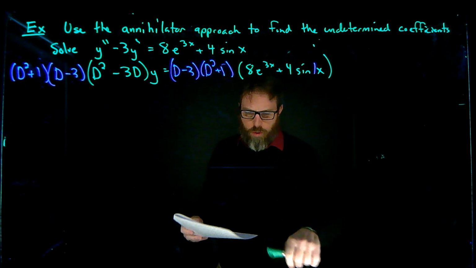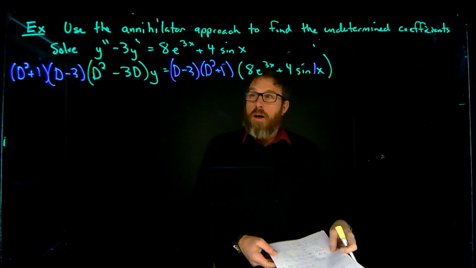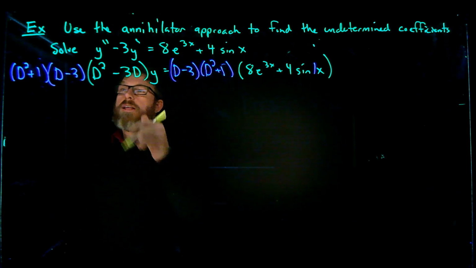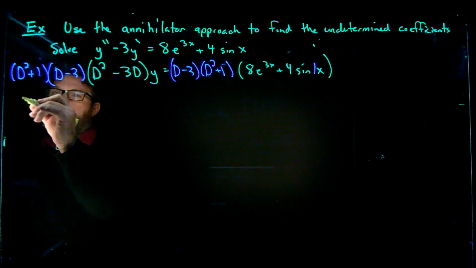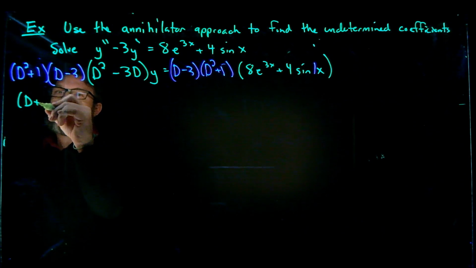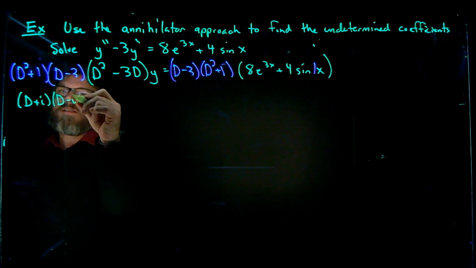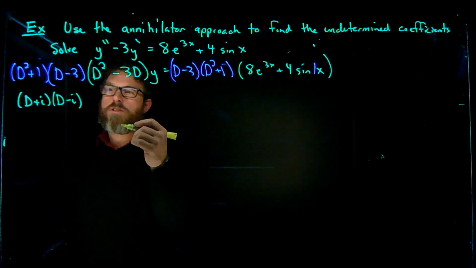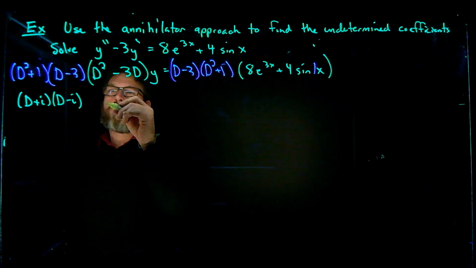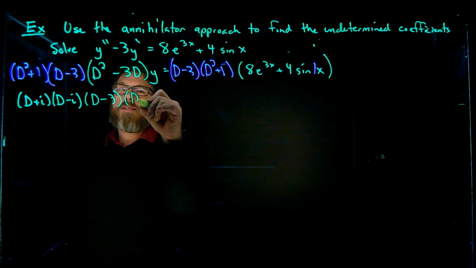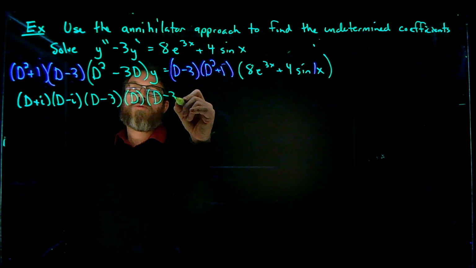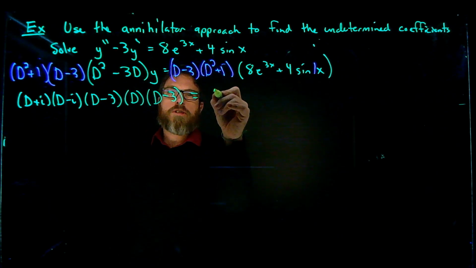Okay, so what we know is that I can factor this thing completely. So this is going to be D plus i times D minus i, or if you want to set it equal to 0 and then prove that you get plus or minus i, this is going to be a D minus 3, and this is going to be a D, and then I have a D minus 3, and then this entire side is going to be equal to 0.